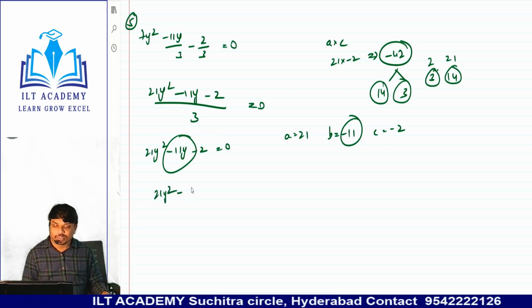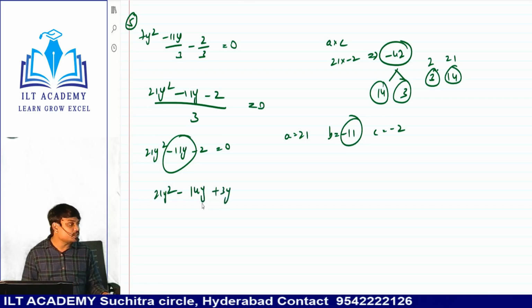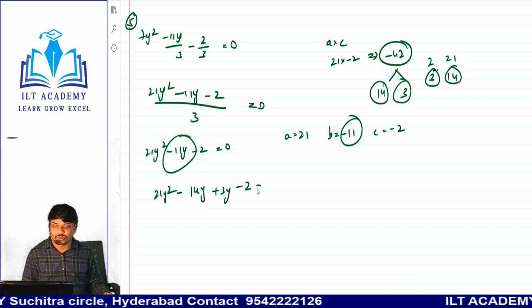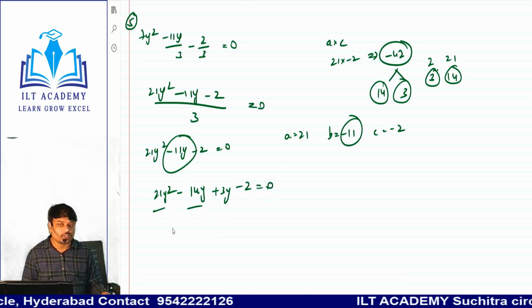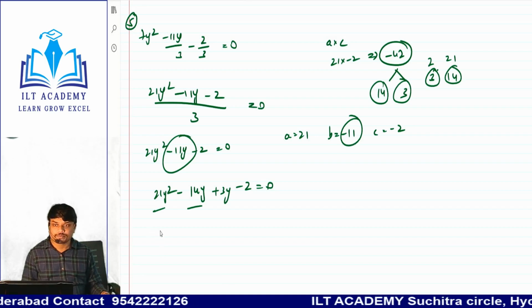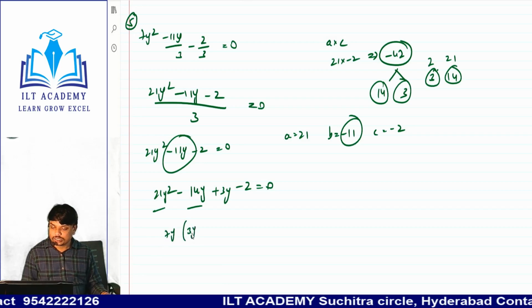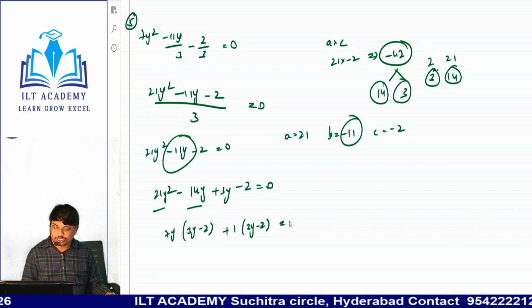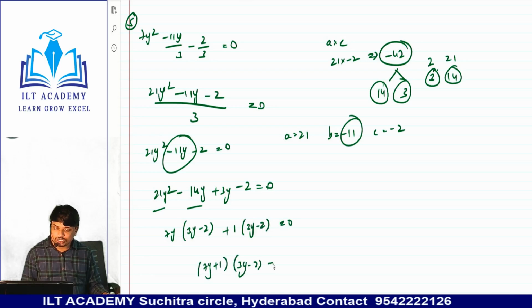21y square minus 14y plus 3y minus 2 is equal to 0, and always the big number should be negative. Now 21y square minus 14y, what we need to take common? 7y. Then you will get 3y minus 2. Here 1 if you take common, now 3y minus 2 is equal to 0, which is 7y plus 1 into 3y minus 2 is equal to 0.